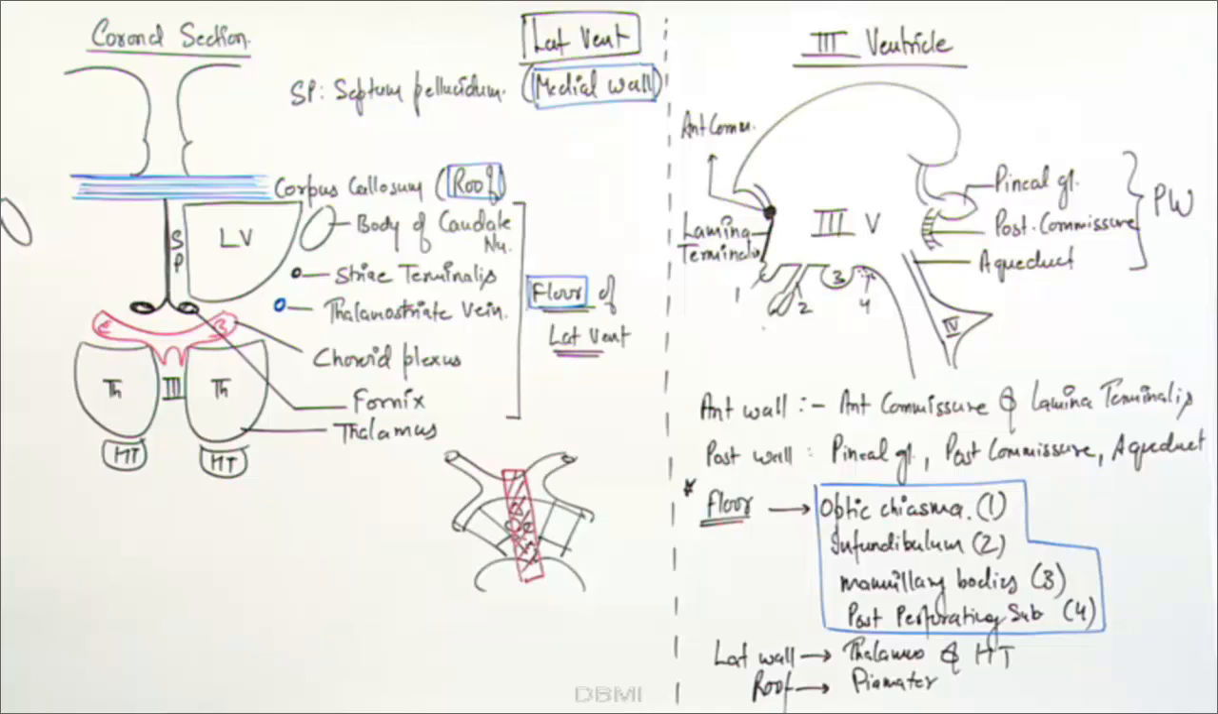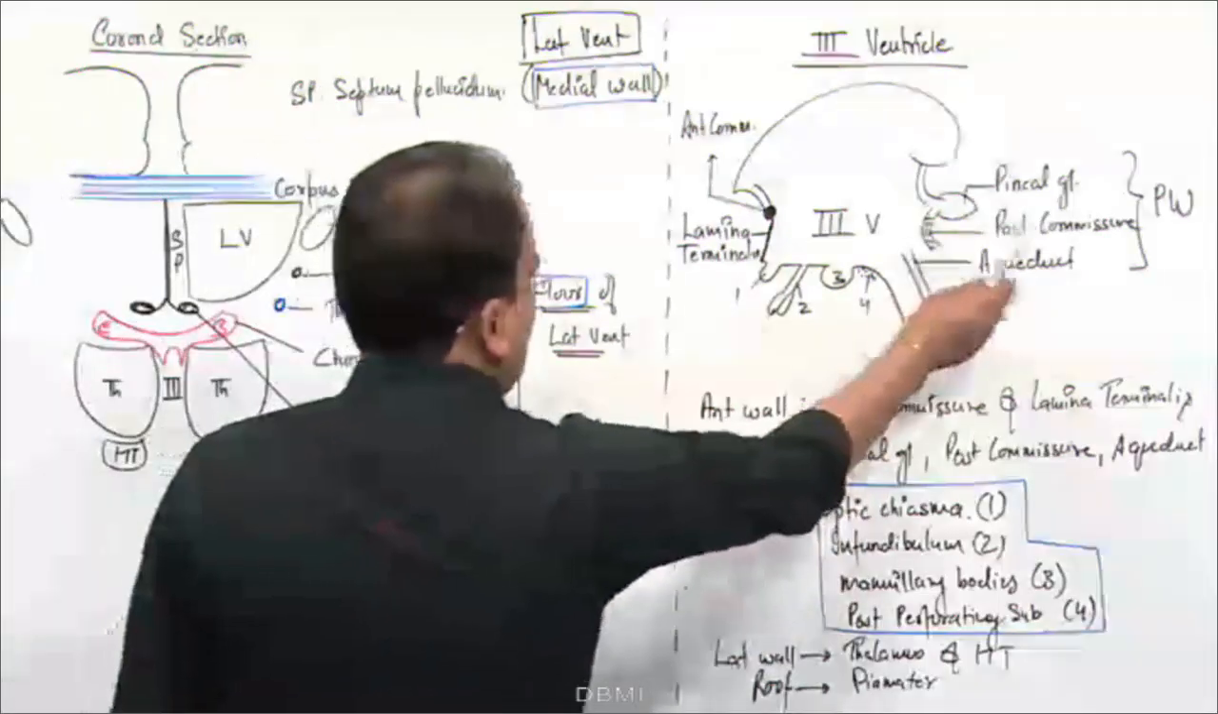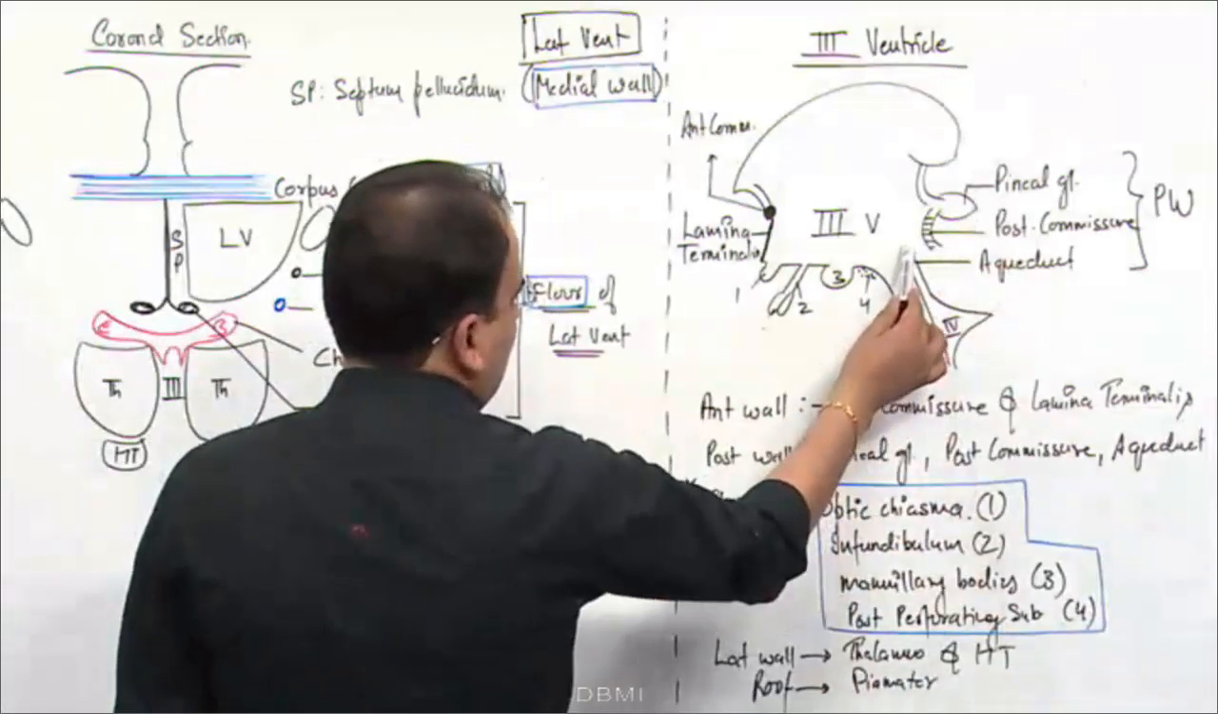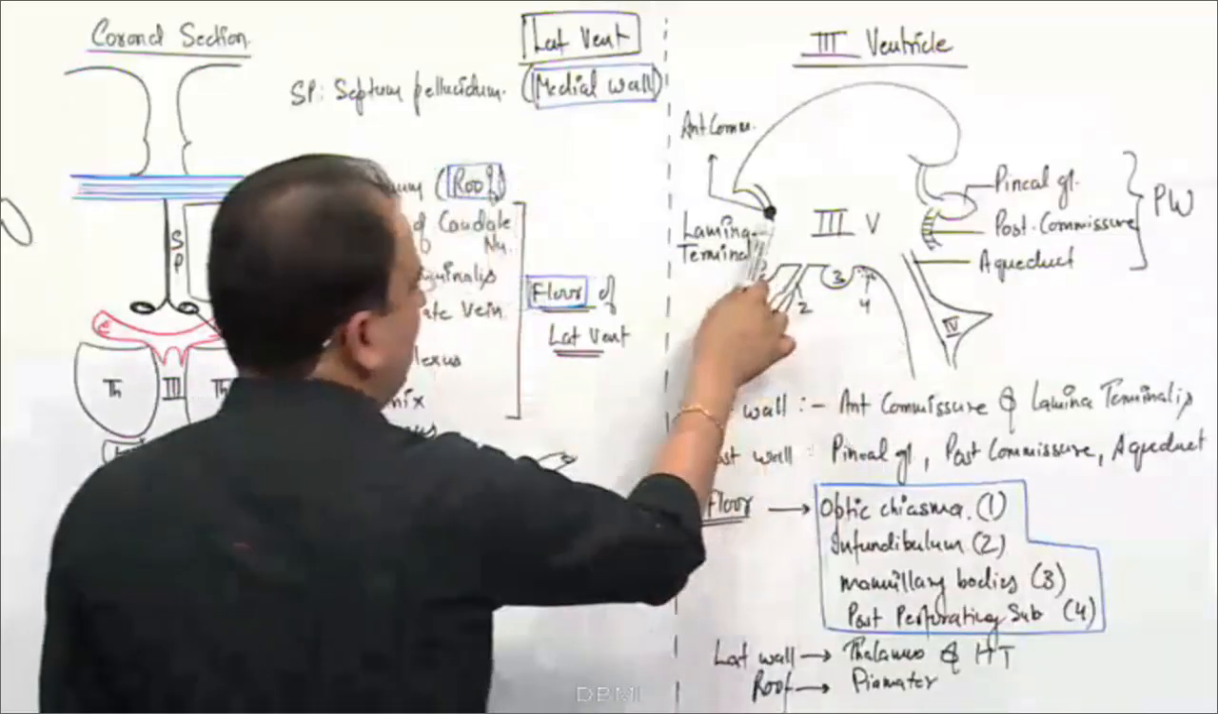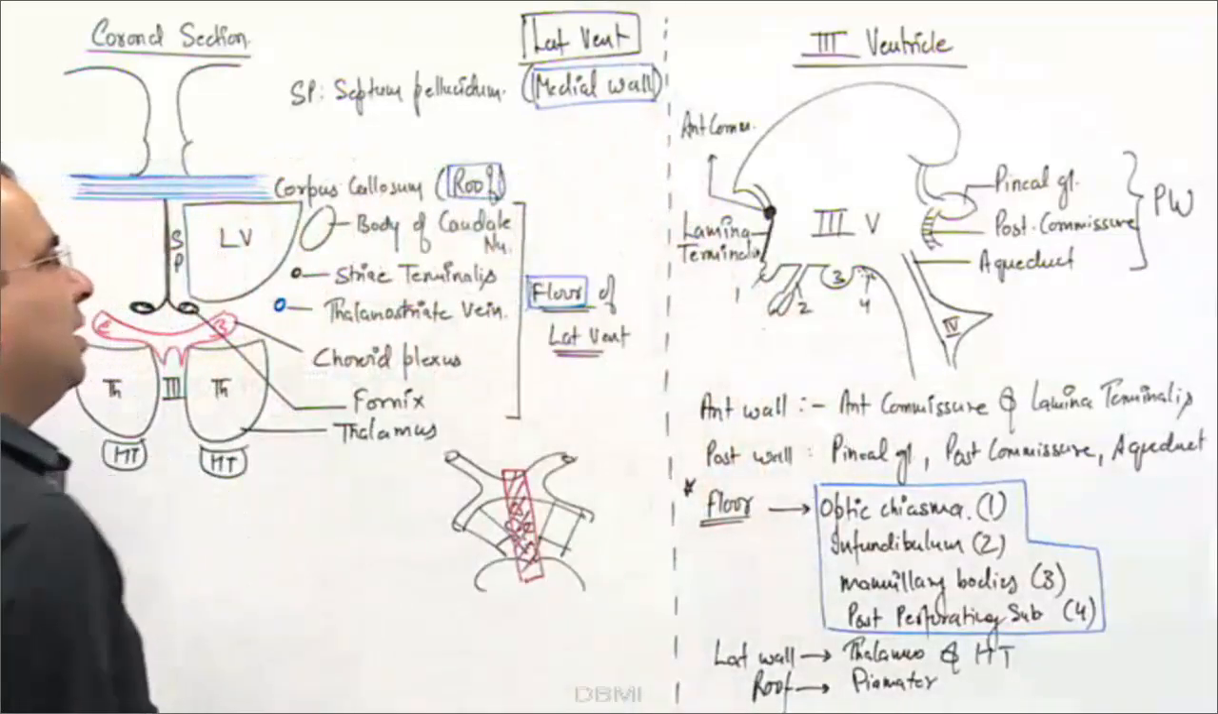Floor is the most important thing from the examination point of view, that optic chiasma, infundibulum, mammillary body and posterior perforating substance except third nerve, which is also in the interpeduncular fossa, all are forming the floor. Posterior wall is by pineal gland, posterior commissure and the aqueduct. This is posterior wall, and the floor is by all these, and the anterior wall is by lamina terminalis and anterior commissure.